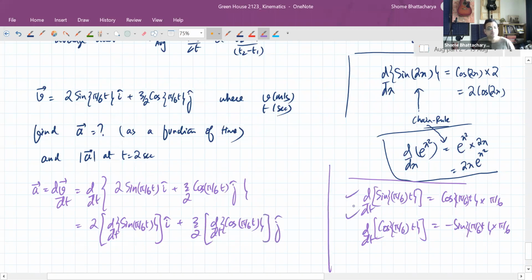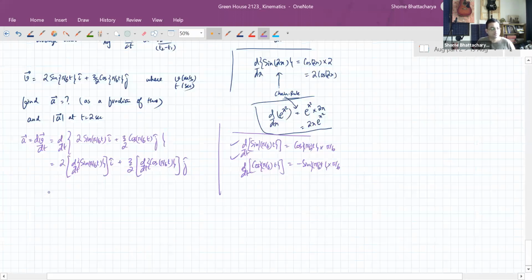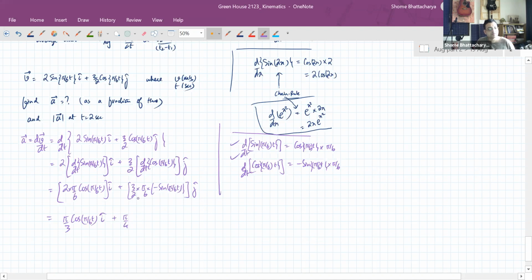Now you apply this to over here. So you can see this will reduce to 2 into pi by 6 cos pi by 6t i cap plus 3 by 2 into pi by 6. Sorry, this is minus. Okay, we'll make it a minus sign. It will become a term like this. It will become pi by 3 cos pi by 6t i cap plus pi by 4, but with a minus sign. I'll take this minus sign outside.